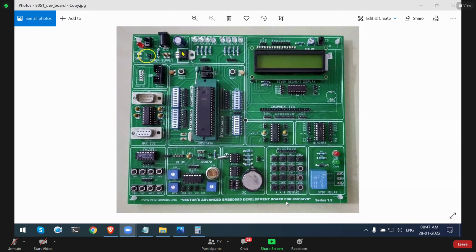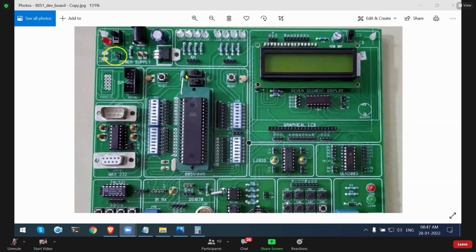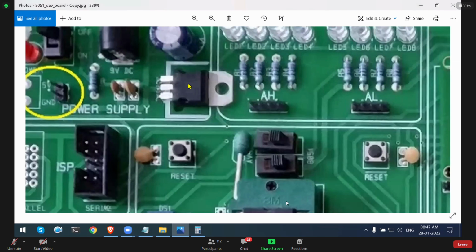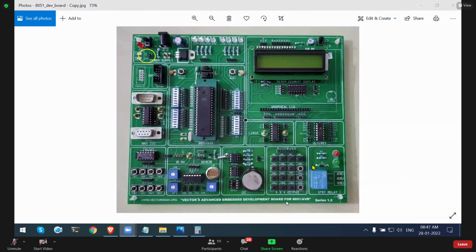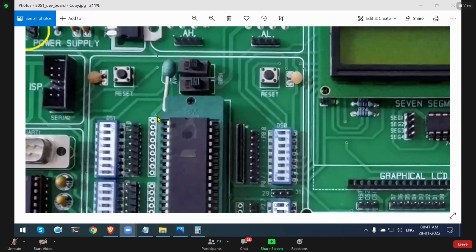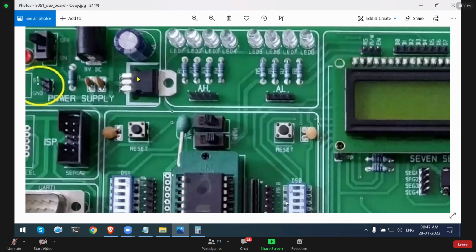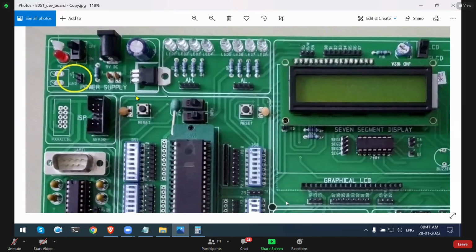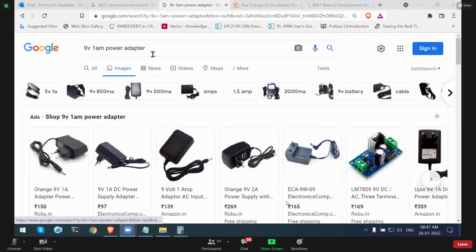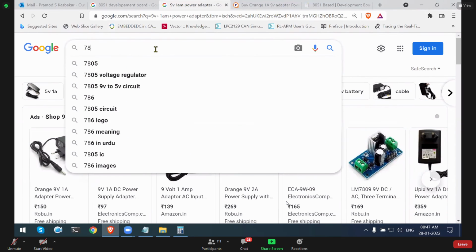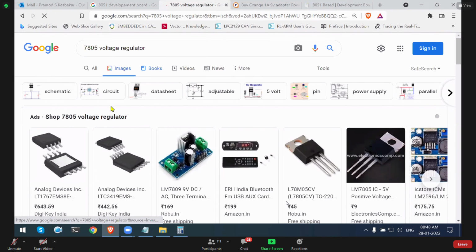That is the voltage. This IC is nothing but a 7805 IC, which will convert that 9 volt into 5 volt. 7805. That is called a voltage regulator IC.